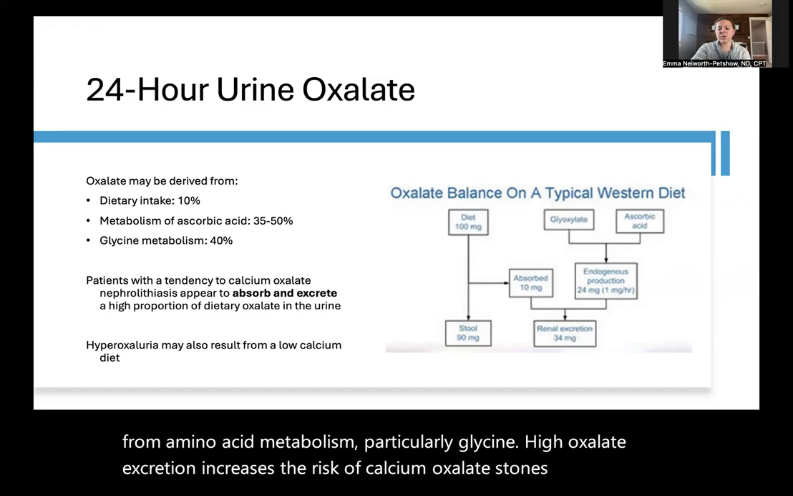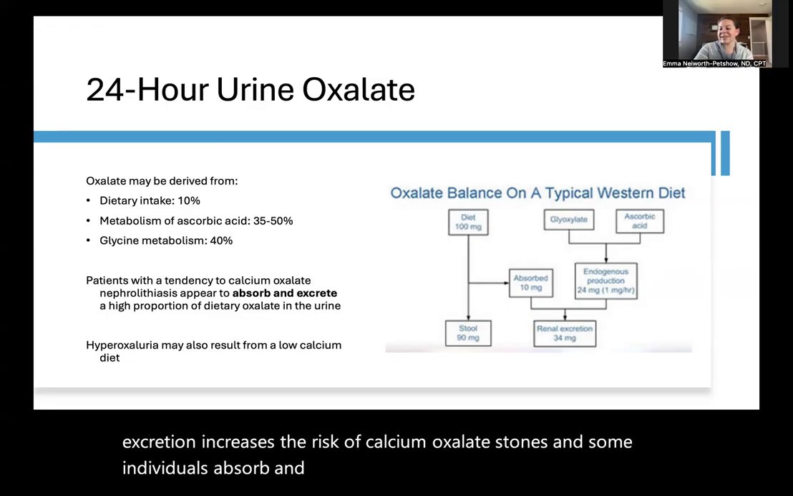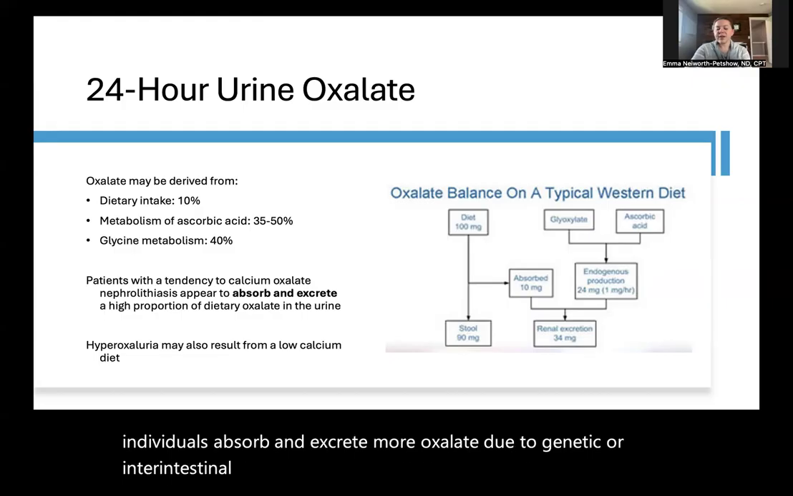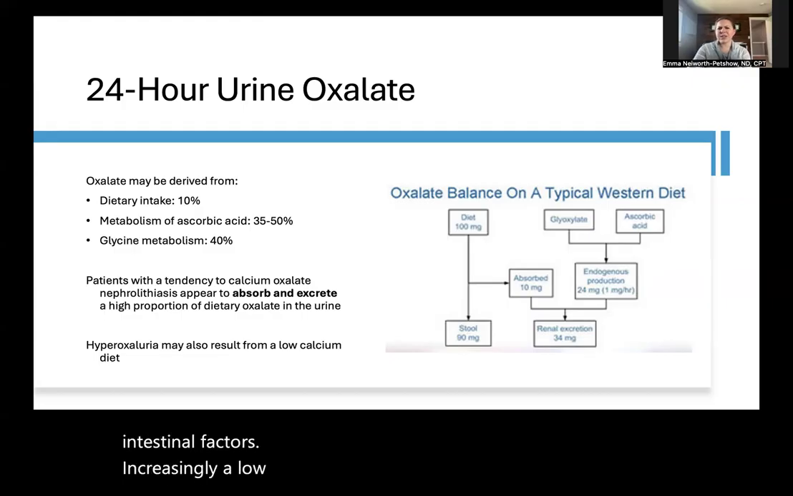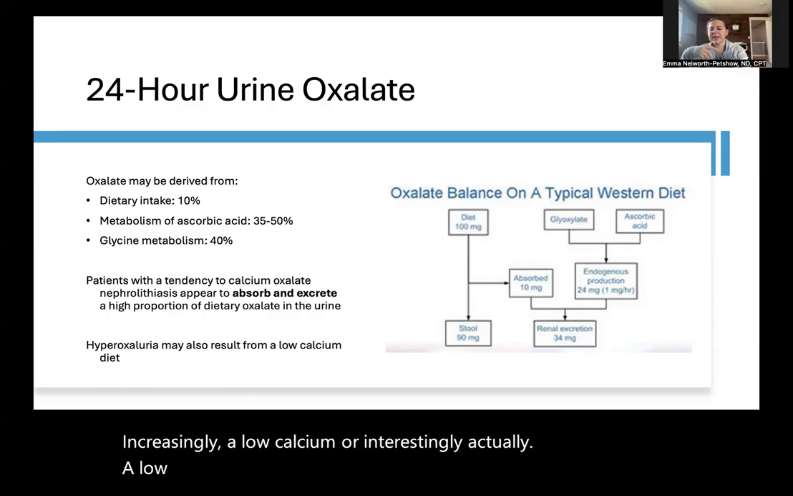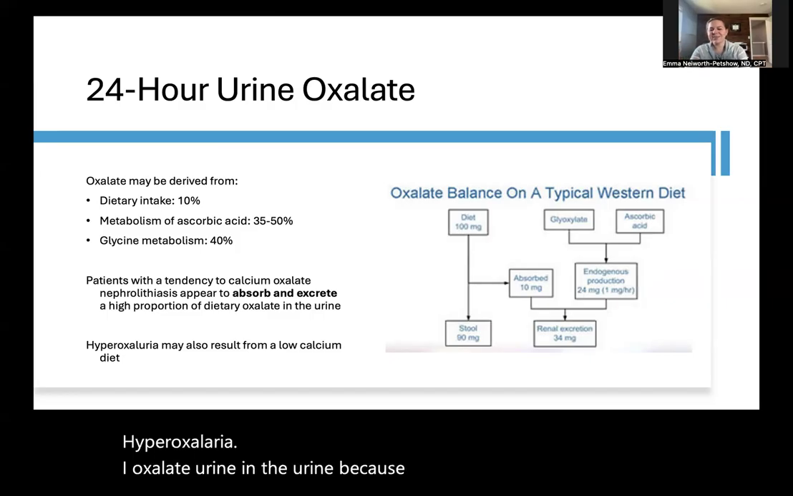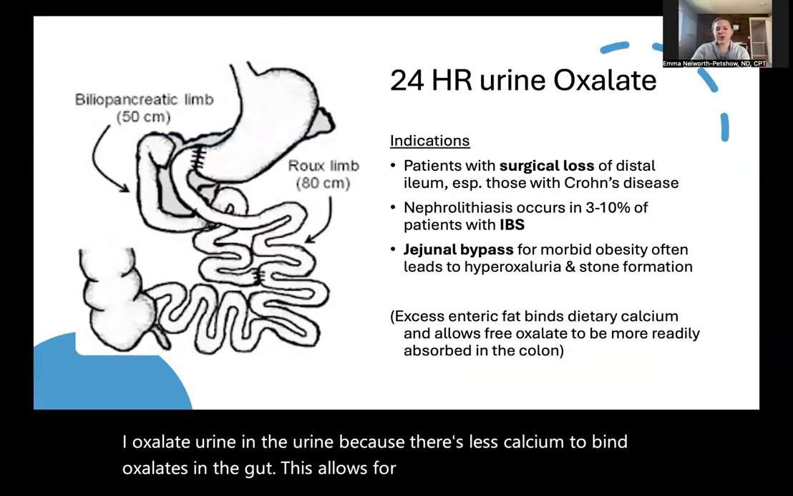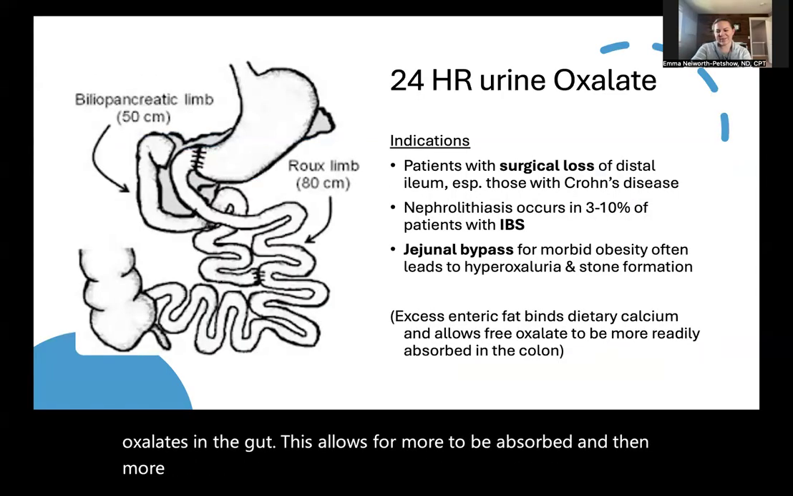And some individuals absorb and excrete more oxalate due to genetic or intestinal factors. Interestingly, a low calcium diet can actually worsen hyperoxaluria, high oxalate in the urine, because there's less calcium to bind oxalates in the gut. This allows for more to be absorbed and then more to be excreted.